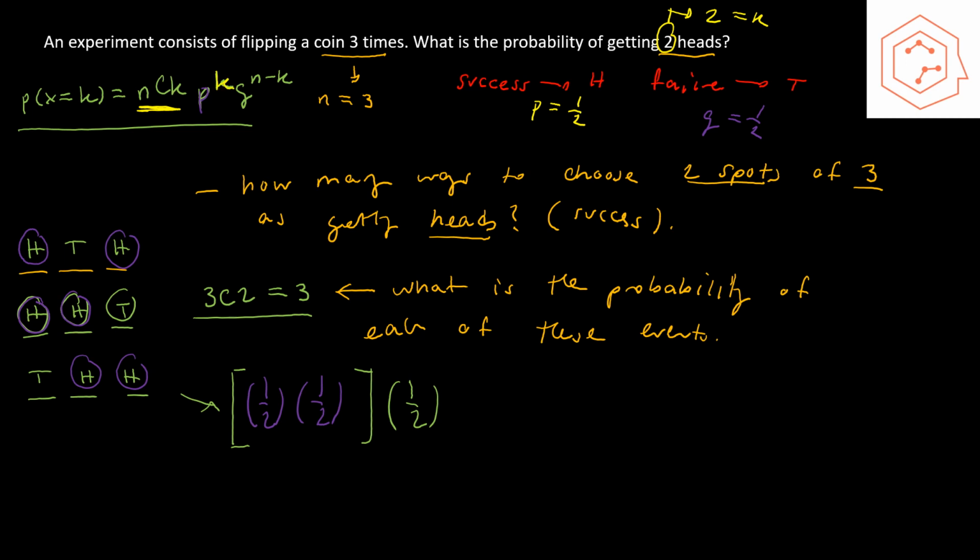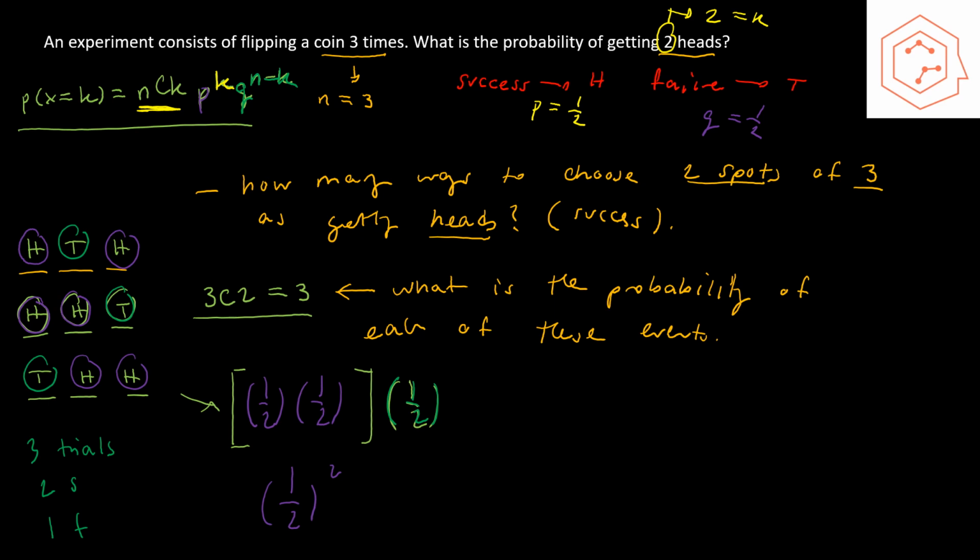The probability of success to the power of how many times that success occurs, because it's the same thing as saying 1/2 to the power of 2. Then we multiply our failures by the remaining spots in our experiment. So we have 3 trials, 2 successes, so we have 1 failure left, or 3 minus 2. That's why you have n minus k up here. And in this case, that's this 1/2 over here, because in each experiment we need to get 1 tails in order to only get 2 heads.